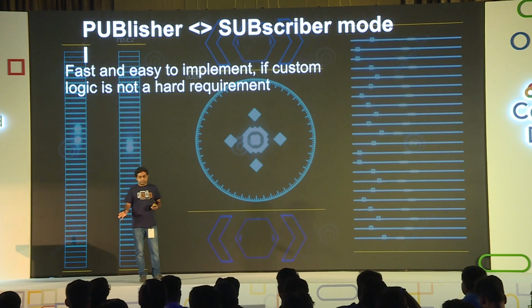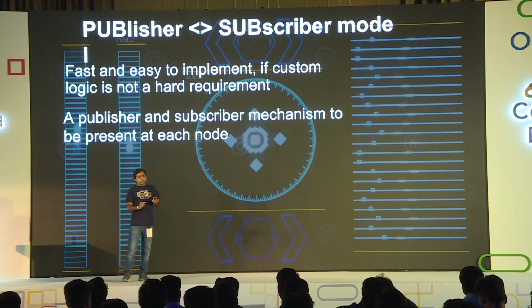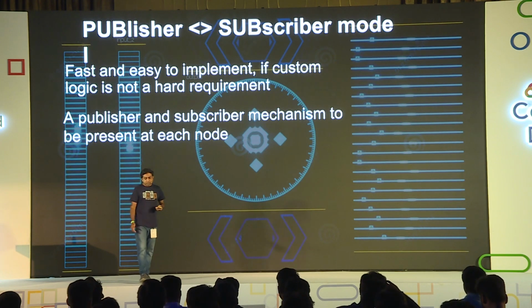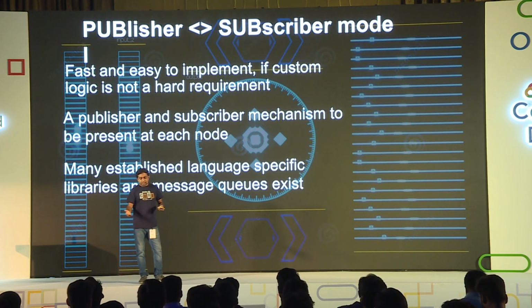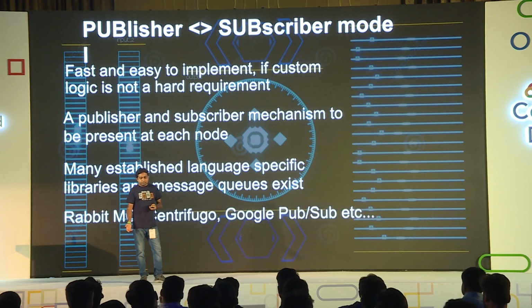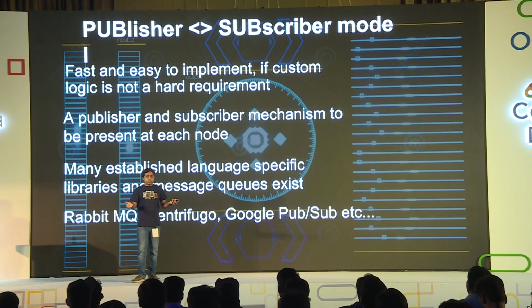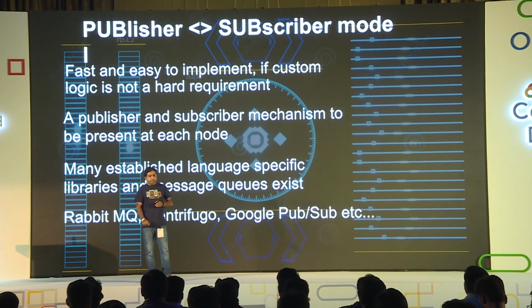This is a very off-the-shelf way to do it. If you don't want to implement your custom logic, you can go for a pub/sub model. You can have those topics created and then have them subscribed between the two nodes, right? And there are language-specific libraries. Some of them are RabbitMQ, the Centrifugo library, and Google pub/sub. These are third-party applications that you could readily install on your two applications, which are on two nodes or two containers or whatever, and have it done instead of going with the programmatic way.